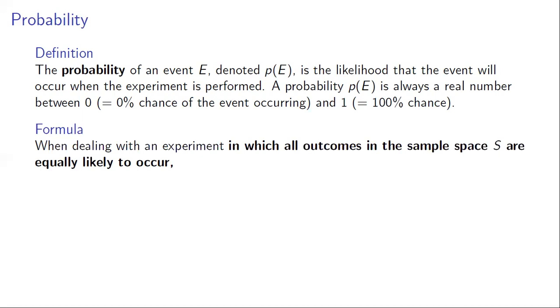So when dealing with an experiment in which all outcomes in the sample space S are equally likely to occur, okay, that's the important part in bold here. In other words, this is a very important prerequisite. Before we can think of using the formula, we have to make sure that all outcomes in the sample space are equally likely to occur. But if we have that, then the probability of an event E is the cardinality of E divided by the cardinality of S, meaning the number of elements in E divided by the number of elements in the sample space.